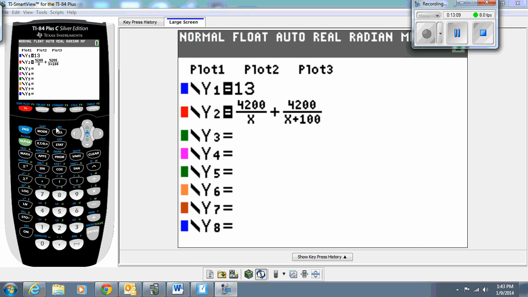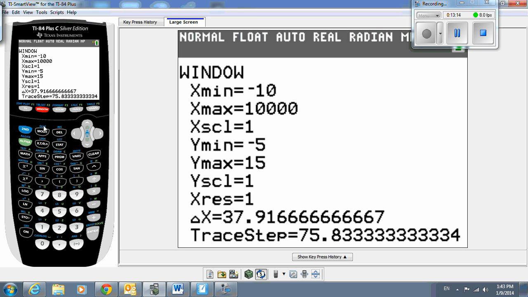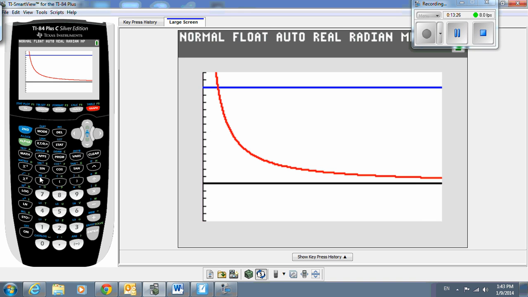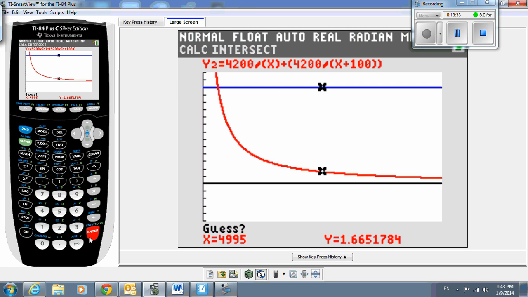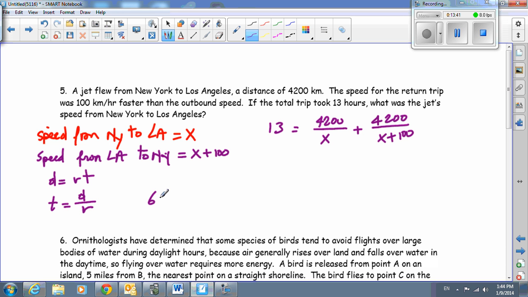Since it's taking a little long to come up, what I will do is change my window. Under my window, I'll make X minimum being -10, X max being about 10,000, Y minimum -5, Y max 15. So I will graph it now, and this is what I will see. Now my goal is to find the intersection, so I will do second trace 5, enter, enter, enter, and the intersection is at 613. Now going back to my paper, that means I have 613.